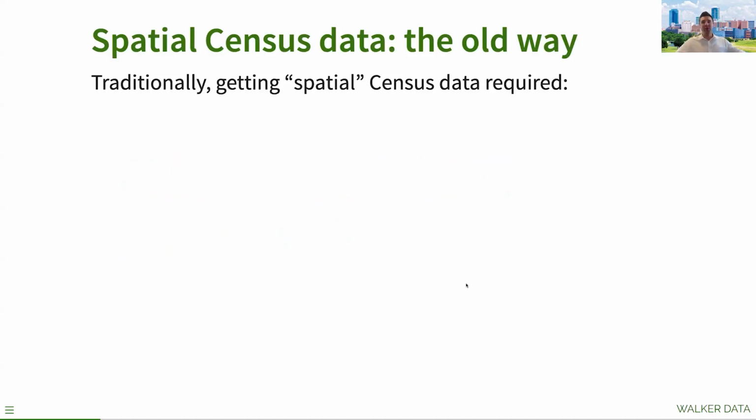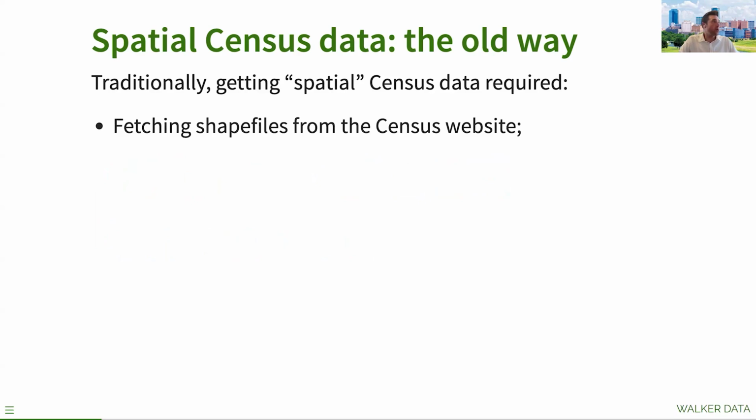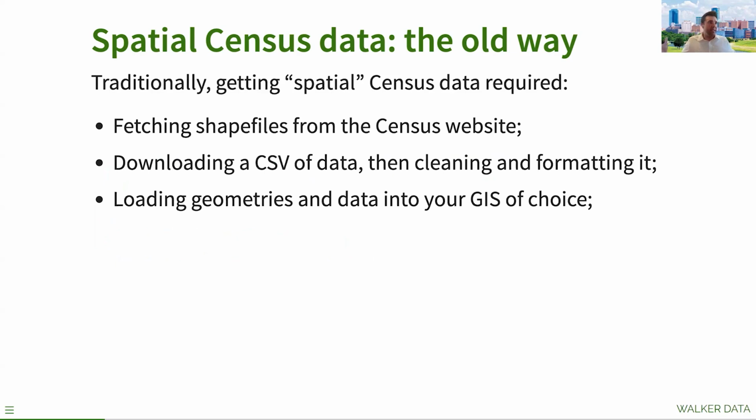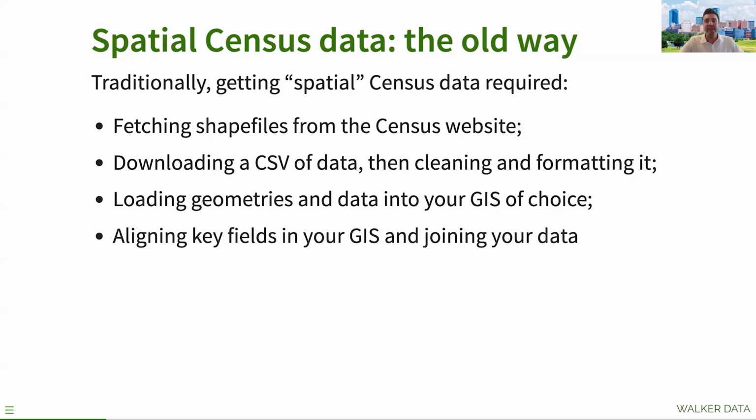So, spatial census data the old way. I kind of mentioned this a little bit. The traditional process for getting spatial census data required you to go to the census website and fetch shapefiles. You need to download a CSV file and then often clean it up and format it in Excel before you use it. You then have to use a GIS and load your geometries in and load your data. And then you need to align your key fields.